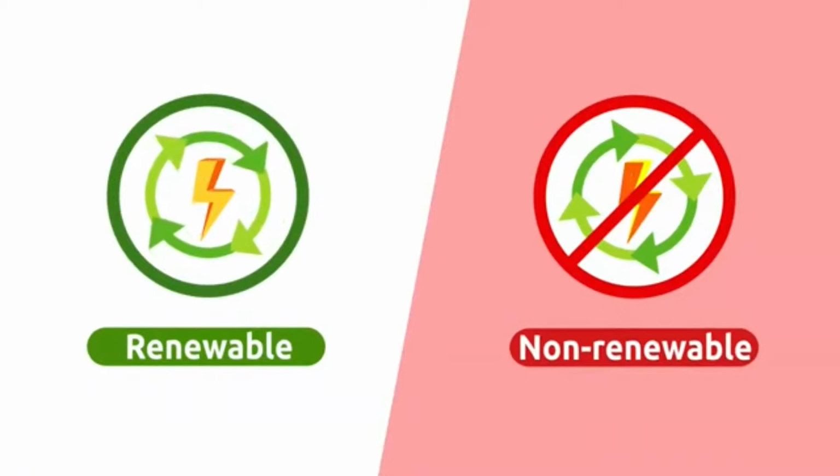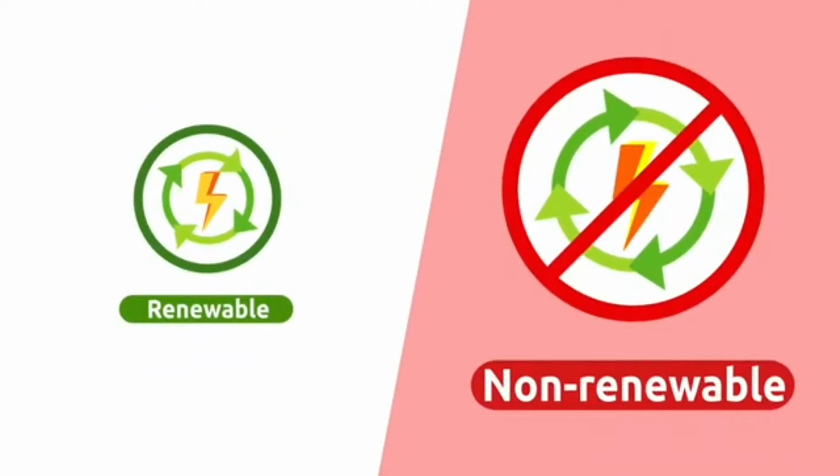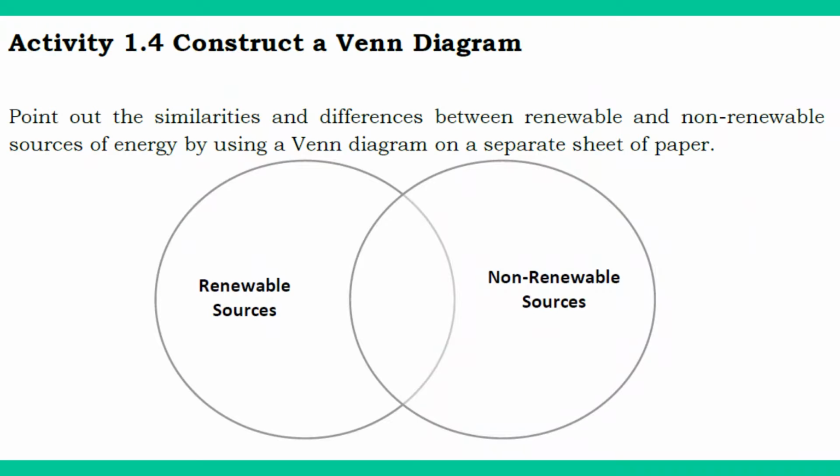Okay, now that you already have an idea about the renewable and non-renewable sources of energy, on your module, page 287, I want you to answer activity 1.4 entitled Construct a Venn Diagram. From here, you're going to point out the similarities and differences between renewable and non-renewable sources of energy by using a Venn diagram.